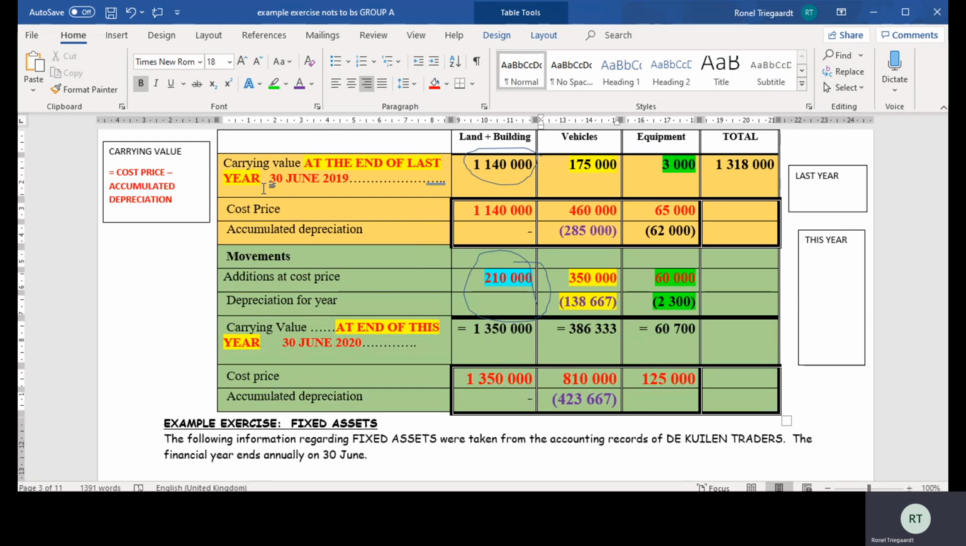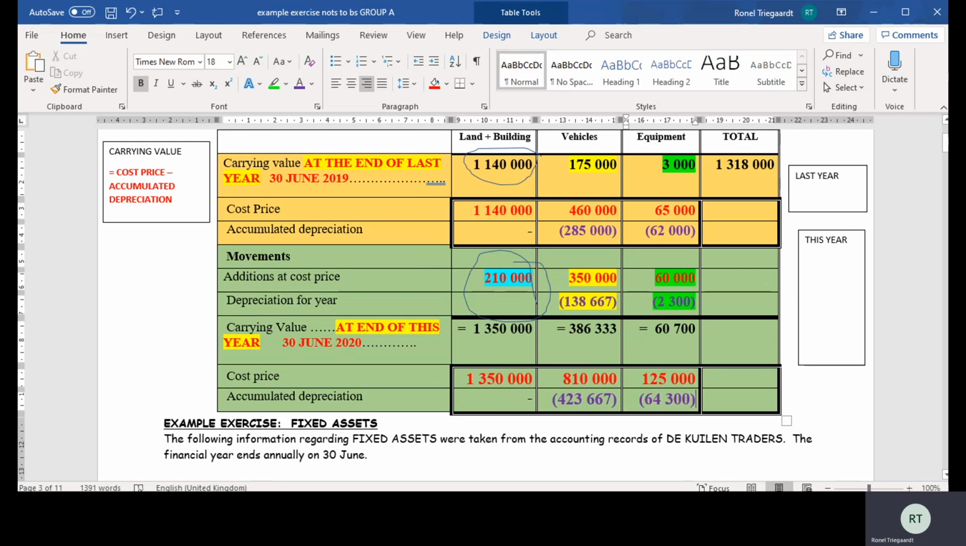Can you now do the same with equipment, please? You calculate the depreciation at the end of this year. So it's the 62 plus the 2,300 gives me 64,300. Is that right? Okay.